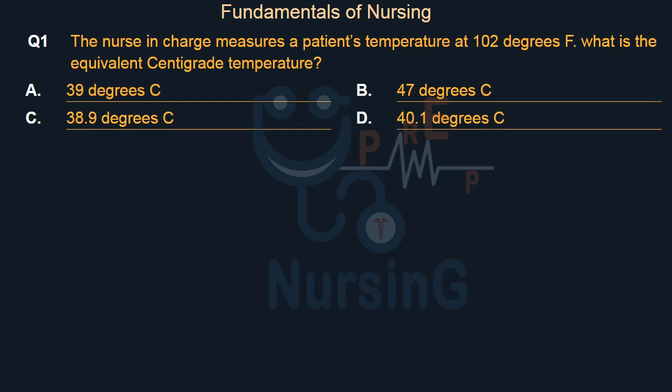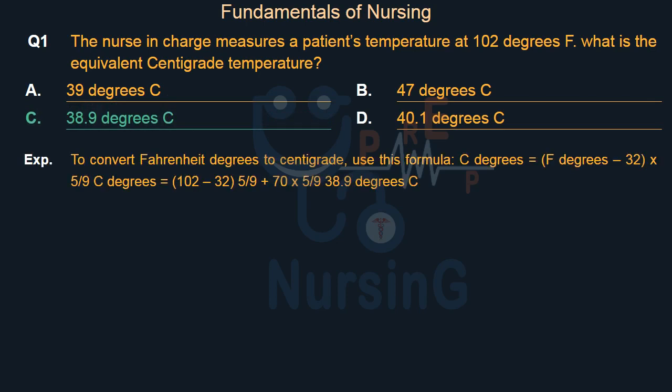Right answer is option C, 38.9 degrees Celsius. To convert Fahrenheit degrees to centigrade, use this formula: C degrees equals (F degrees minus 32) x 5/9. C degrees equals (102 minus 32) x 5/9, which is 70 x 5/9, or 38.9 degrees Celsius.